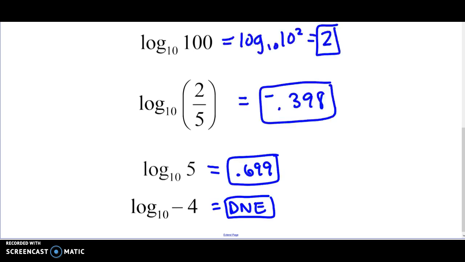So the first example, perhaps you could have figured that out without having to plug that into your calculator. That's 2. The next one, plug in your calculator, you get negative 0.398, and you get 0.699, and this one doesn't exist. Why is that? I'm going to put this in parentheses just to see. By the way, this is not log base 10 minus 4. Remember, it's log base 10 of 4. You always have to have log of a value. Why doesn't it exist? Well, go back to our restrictions on logs. Remember, x has to be greater than 0.